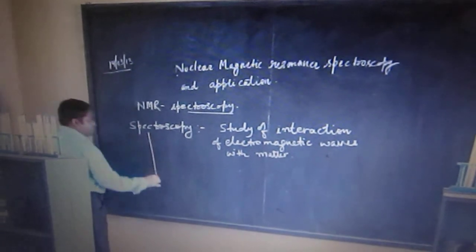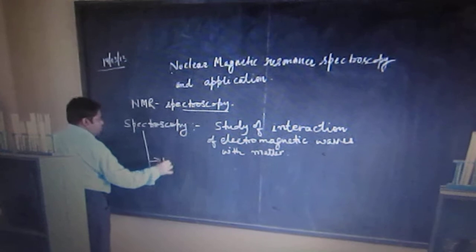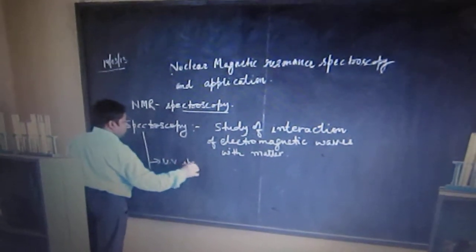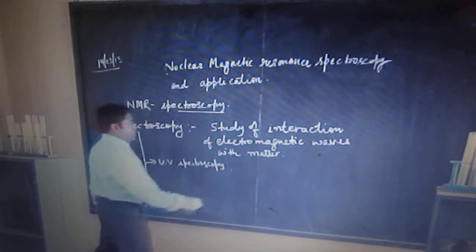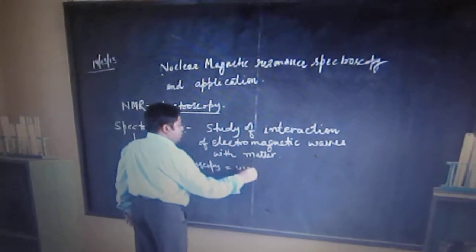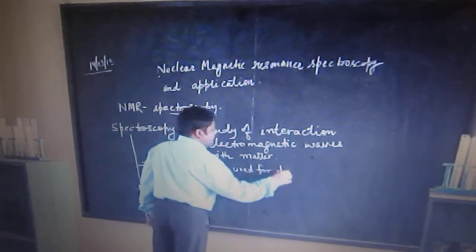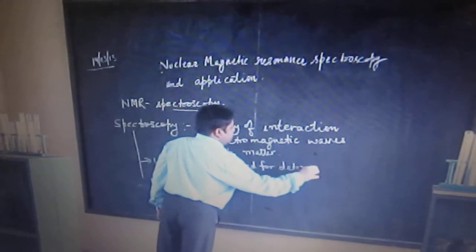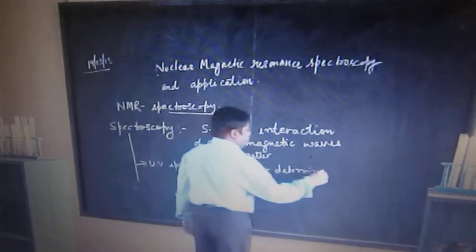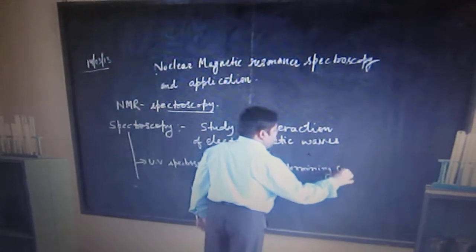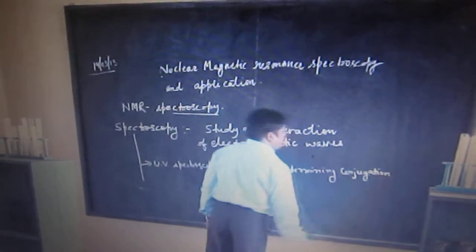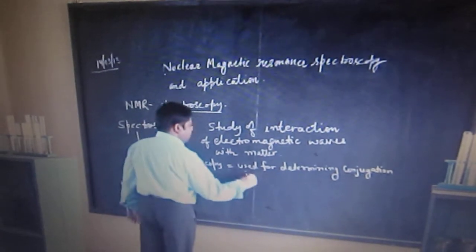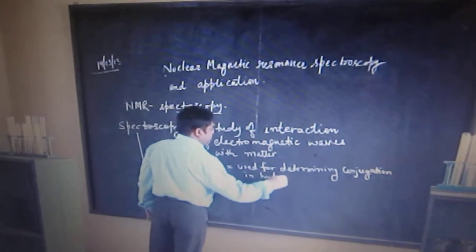There are different types of spectroscopic methods, like UV spectroscopy, which is used to find out the number of conjugations and type of conjugations between carbon atoms in a hydrocarbon or in any complex organic compound like steroids, alkaloids, terpenoids.